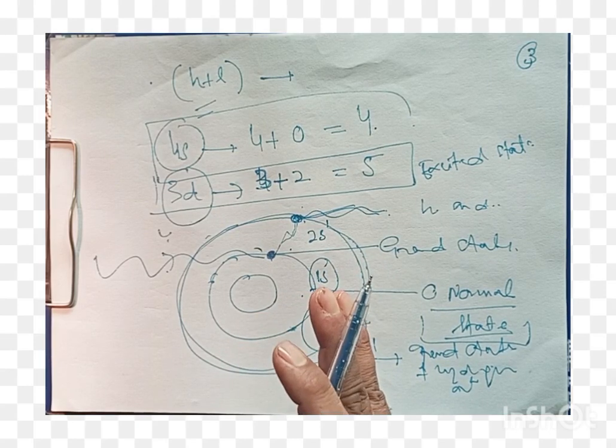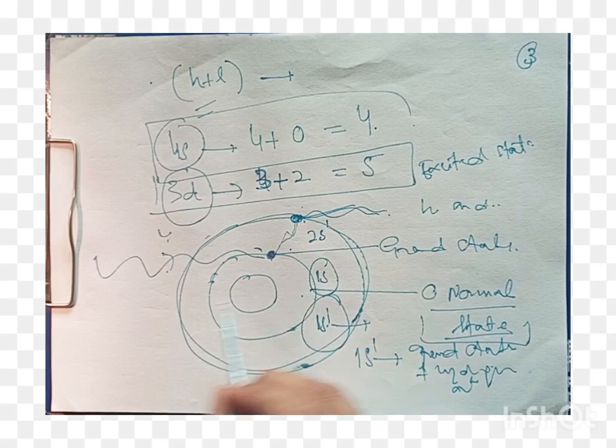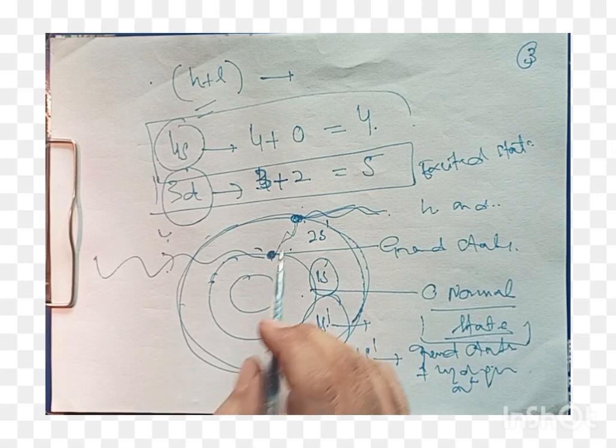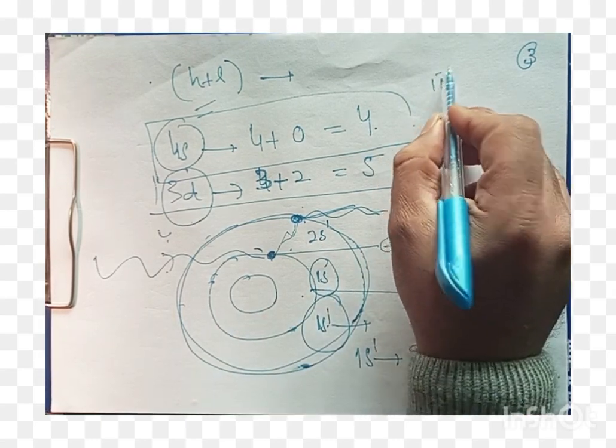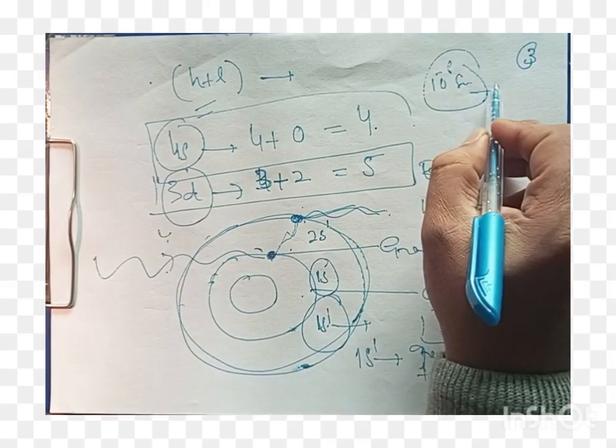Now the excited states are unstable. That's clear. When the atom is in its excited state, it's unstable. And we understand that an electron can hardly stay in the excited state for more than about 10 to the power of minus 6 seconds on average.